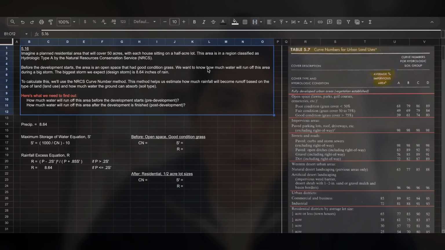We want to know how much water will run off this area during a big storm. The biggest storm we expect, the design storm, is 8.64 inches of rain. To calculate this, we'll use the NRCS curve number method.